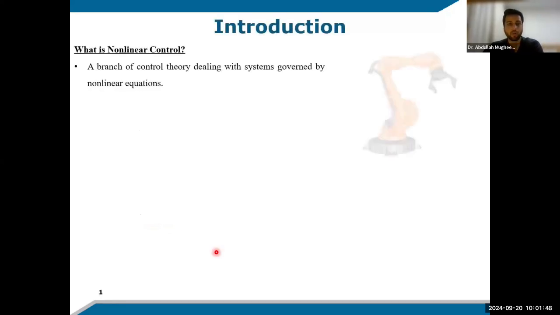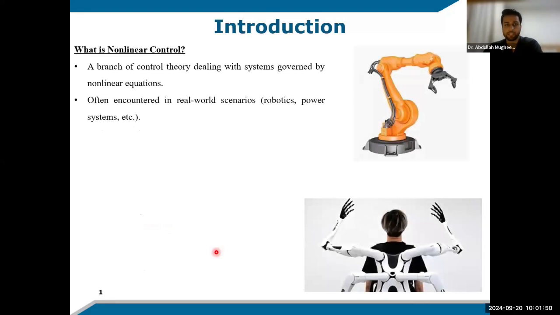So, what is nonlinear control? It is basically a branch of control theory that deals with systems governed by nonlinear equations. So this is the technical definition.